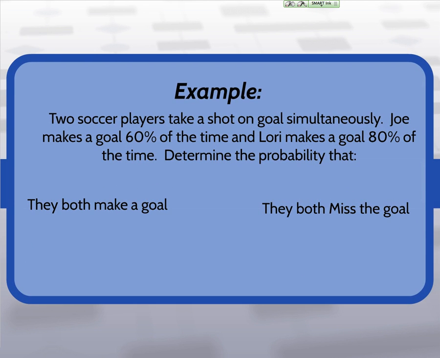So here is our next example. Two soccer players take a shot at a goal simultaneously. Joe makes a goal 60% of the time, and Lori makes a goal 80% of the time. Determine the probability that... we're actually going to do 4 different questions, 2 on this slide, 2 on the next, that have to do with this example. Again, these events are independent because Lori making a lot of goals doesn't really affect how many goals Joe makes. They're not related to each other.